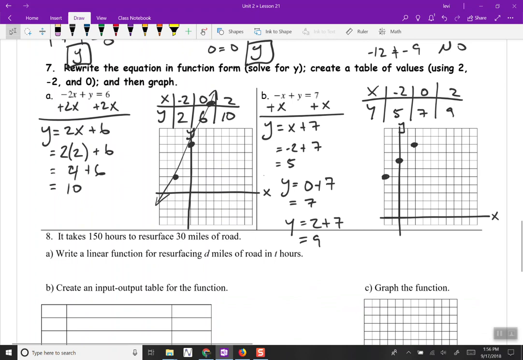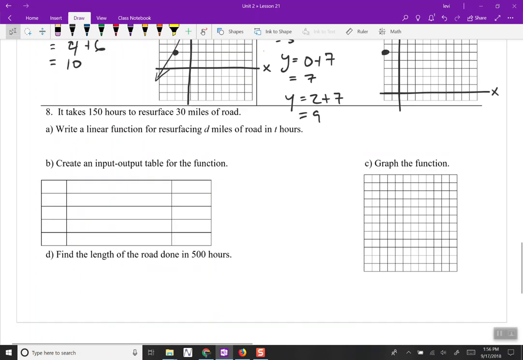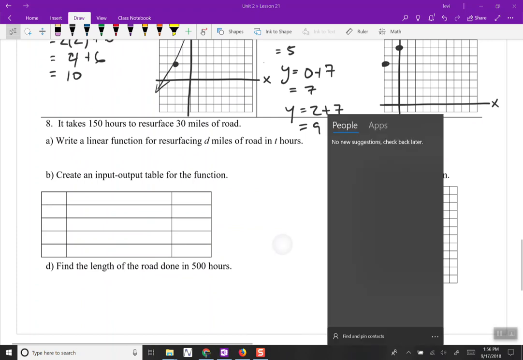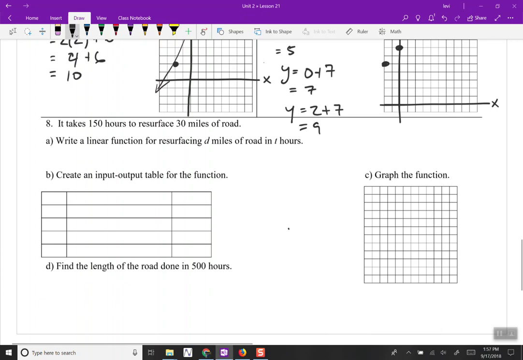Eight says it takes 150 hours to resurface 30 miles of road. Write a linear function for resurfacing d miles of road in t hours. 150 hours to resurface 30 miles of road. So we want to find our slope. 30 divided by 150. We're going to find out how much we go in 1 hour. That's 0.2 miles an hour. That's how far we're resurfacing.